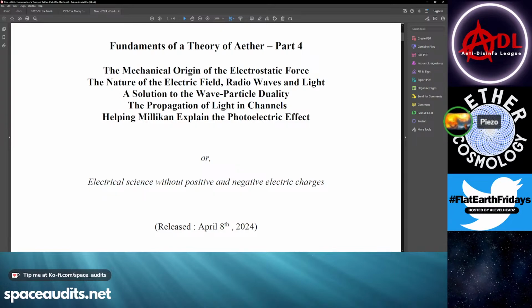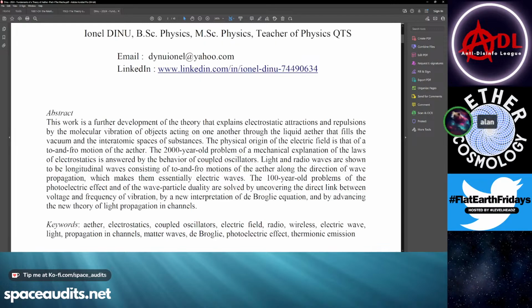All right, so Dane, were you able to incorporate the magneto compression into the moon thing? Perfectly, I nailed it. Let's go. Sweet, nice. All right, the mechanical origin of the electrostatic force, the nature of the electric field, radio waves, and light, a solution to the wave-particle duality, the propagation of light in channels, helping Millikan explain the photoelectric effect. Dude, I always thought Millikan could use a hand explaining that. That's cool that he's offering to help.